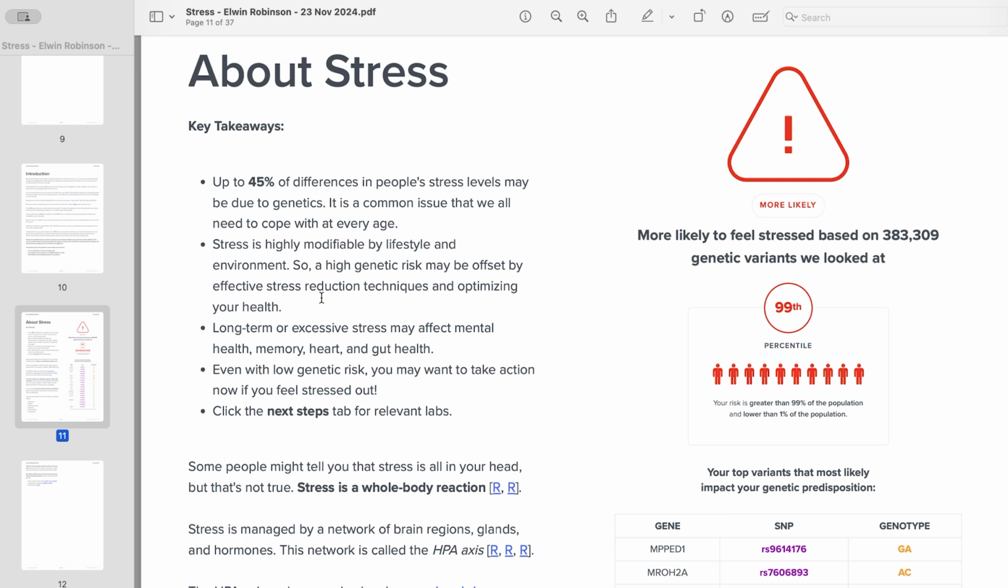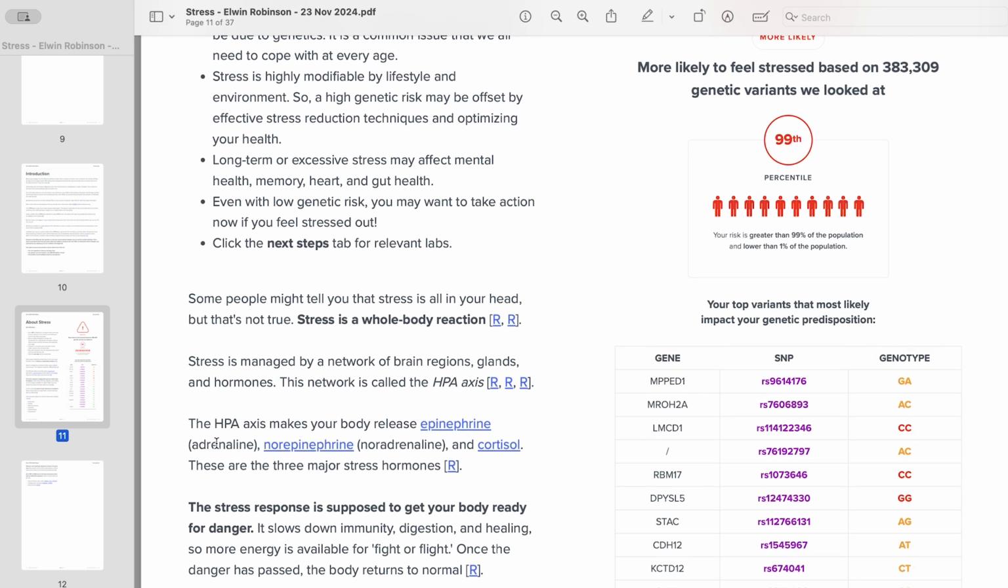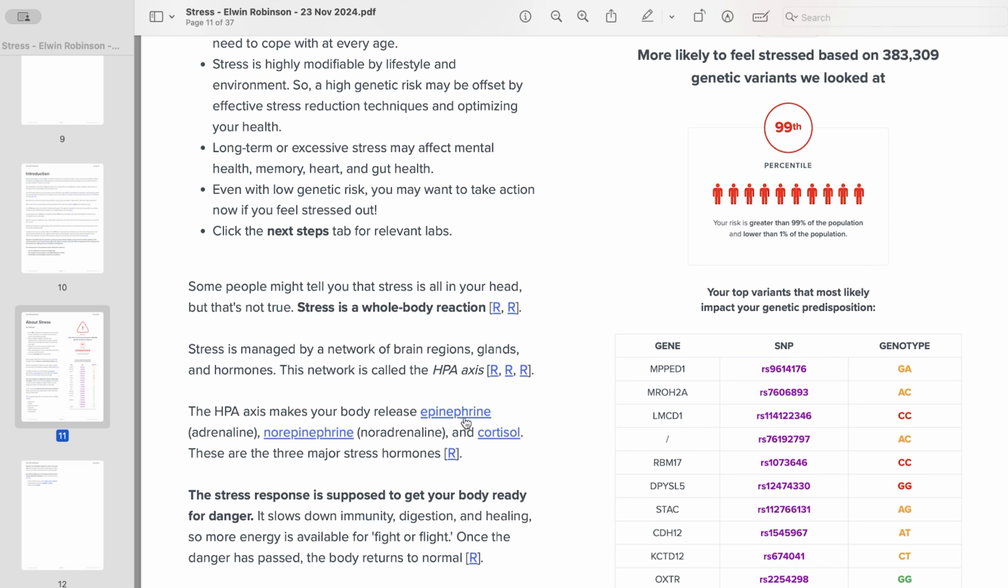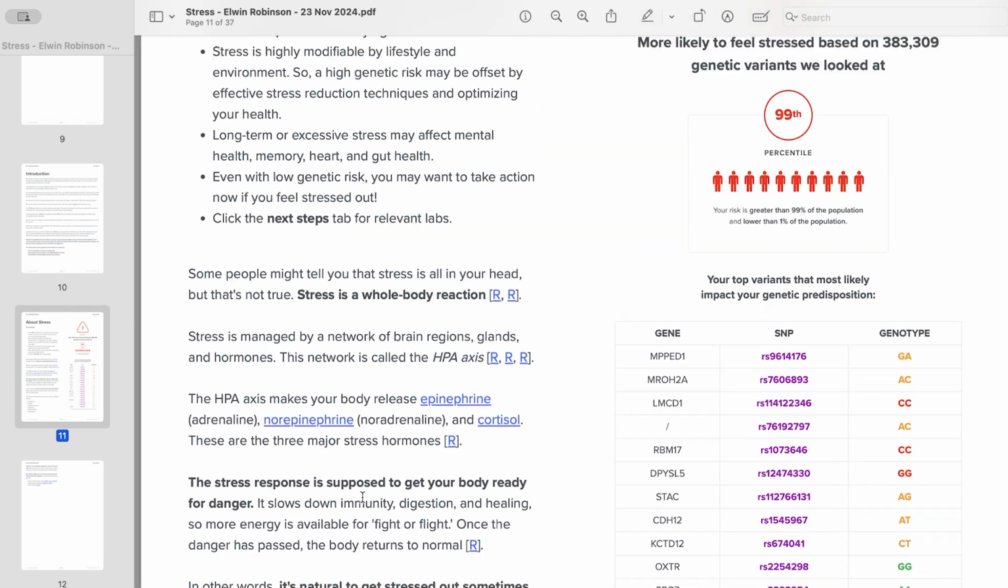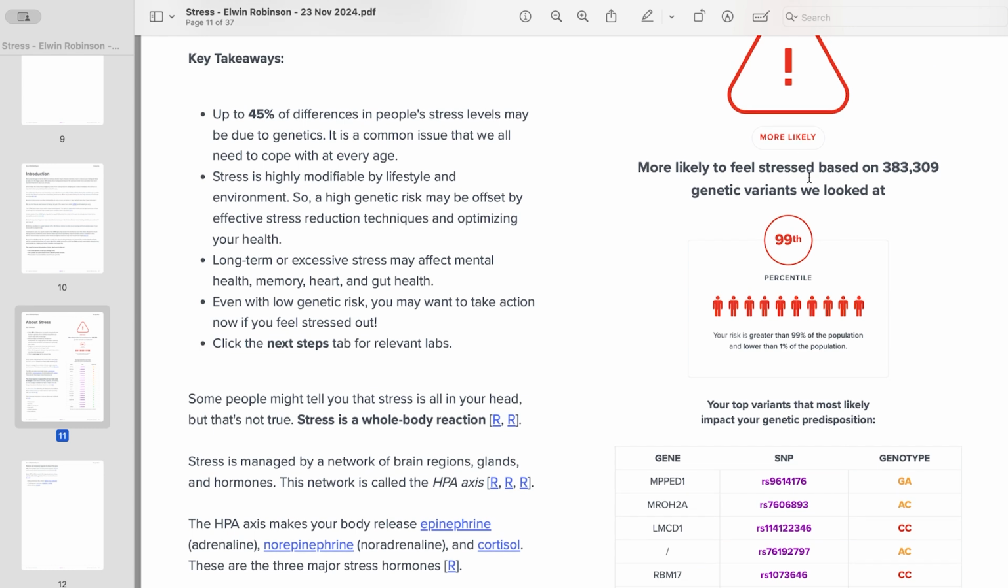And if we look here on the right, it says 99th percentile. So this is very high. This person has a tendency for high levels of stress and therefore high levels of stress hormones. As it explains here, the HPA axis makes your body release adrenaline, noradrenaline, and cortisol. It doesn't mention dopamine, but that is another one as well. This report is based on 383,309 different genetic variants. So it's a lot of variants that have gone into this calculation.